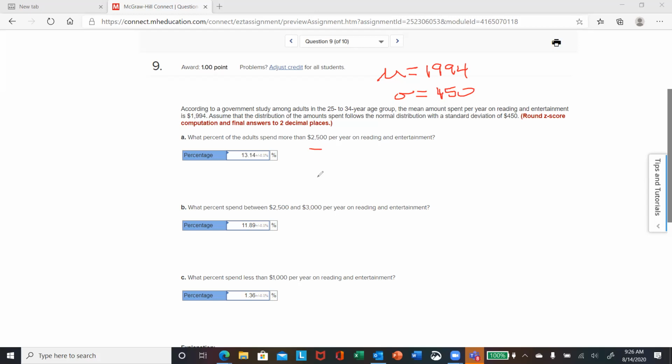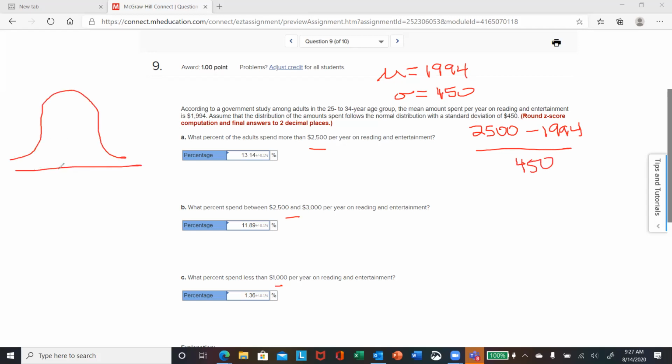And so then they have 3 individual questions, just like before. You have positive, negative z values, and you've got to look these up. So the first one is you've got to find the z value for 2500. So 2500 minus 1994 over 450. And remember, on this one, it looks like it's going to be a positive z value. We know that because we know the mean is 1994 right there, and then there's 2500. But remember, this says spending more, so we want to find the area to the right.